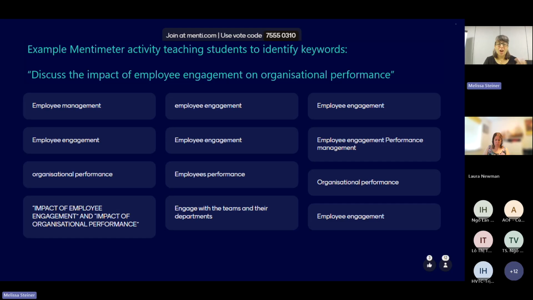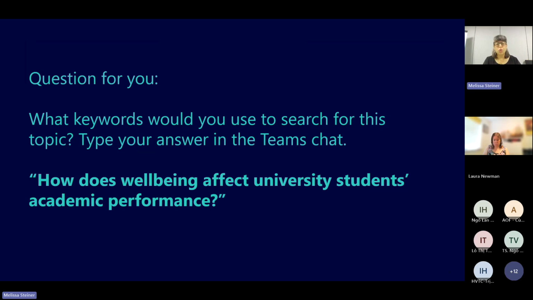So I'm going to show you how I would demonstrate the search to students now using this topic. And I wondered if you would type into the chat for me the major keywords in this topic. How does well-being affect university students' academic performance? If we were going to look for academic articles on this topic, what do you think the main keywords are that we would search for? Just write that into the chat for me, and then I'm going to use those to show you how we would search library search.